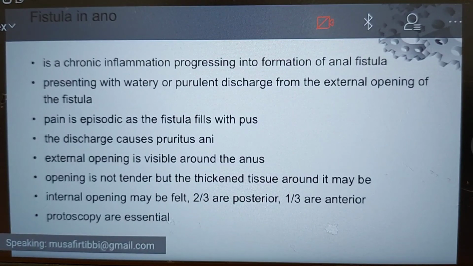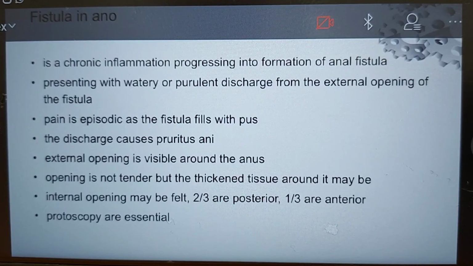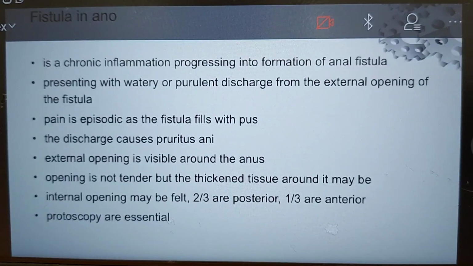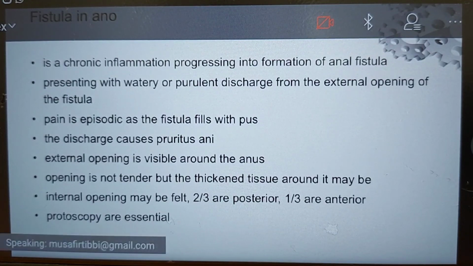So normally the external opening can be easily visible around the anus, while the internal opening maybe can be felt when doing the DRE, which are two thirds posterior, and one third over the anterior side. So the proctoscopy is essential to visualize the whole fistula, including the internal opening. And the surgical treatment for the fistula in ano is the fistulectomy.